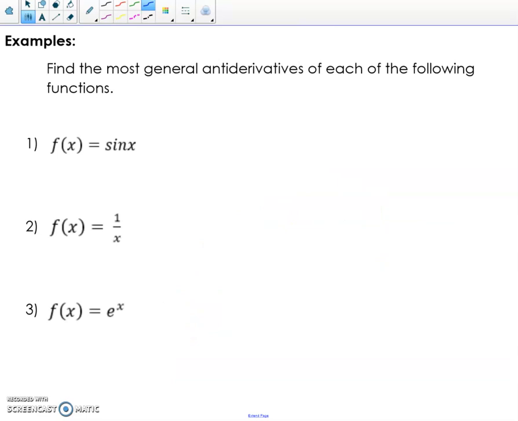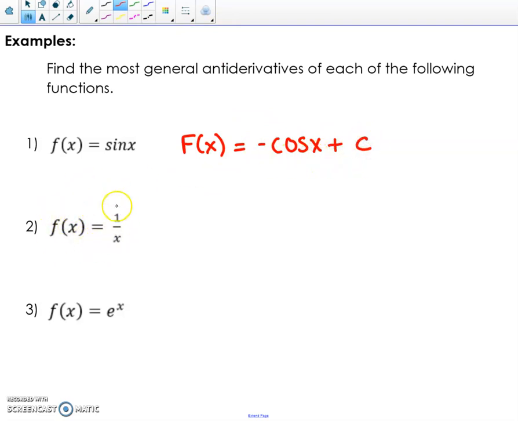So first, before we start looking at how to actually go backwards, we're going to think about going backwards a little bit. We want to find the most general antiderivatives. Here we have f of x equals sine x. This is actually the derivative. If the derivative is sine x, we want to find what the original function would be. Basically we're thinking to ourselves, sine of x is the derivative of what? That would be the derivative of negative cosine x. And then we have to attach a plus c.